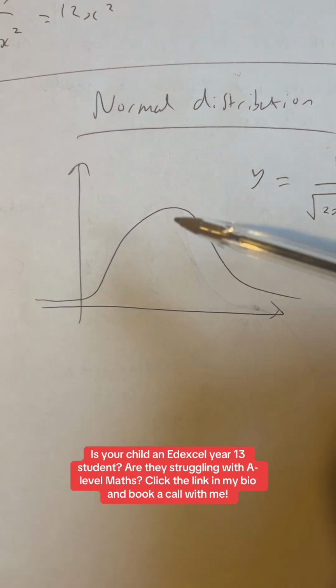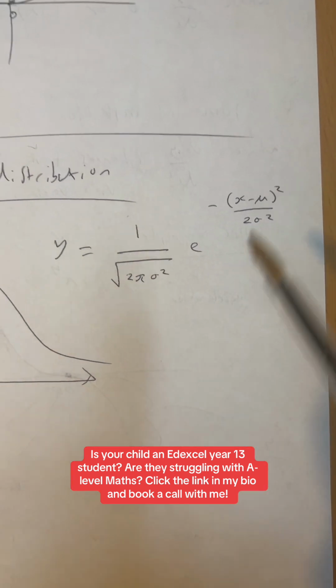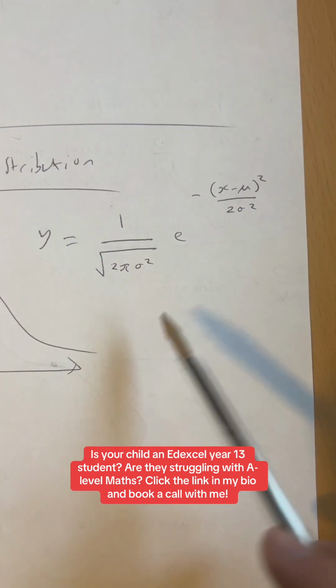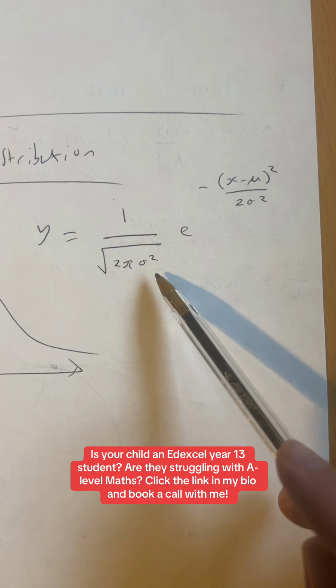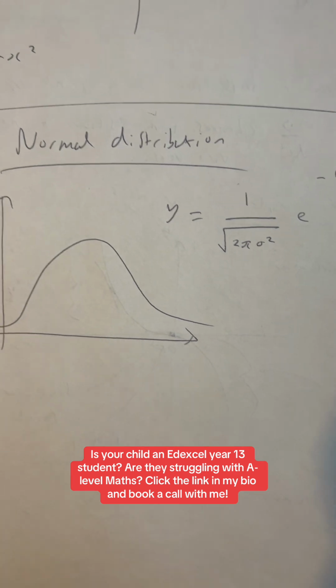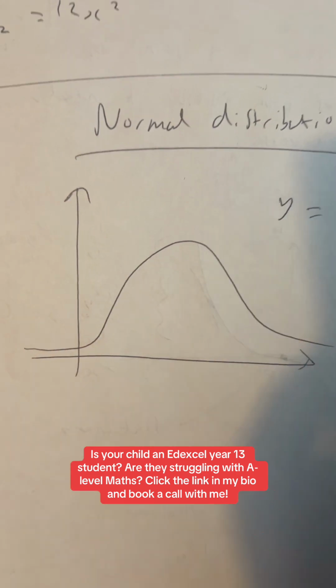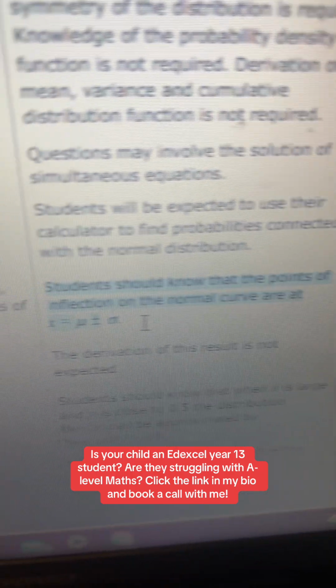So I've sketched here a normal distribution curve, and you don't need to know this for A-level maths, but the equation for a normal distribution curve is this there. So sigma is your standard deviation, mu is your mean. That is the actual curve for a normal distribution. Now, one thing you do need to know for your A-level maths, and it is in your syllabus, and here it is in the syllabus right here.